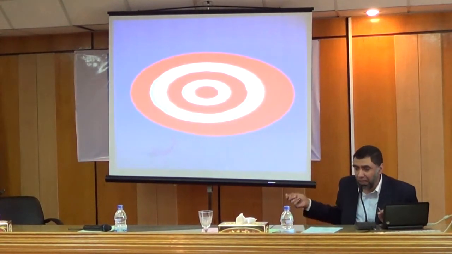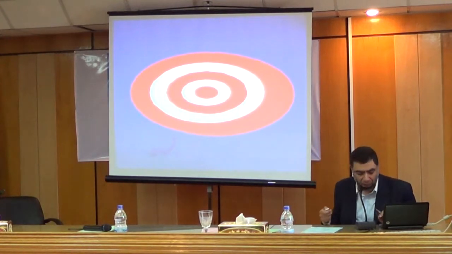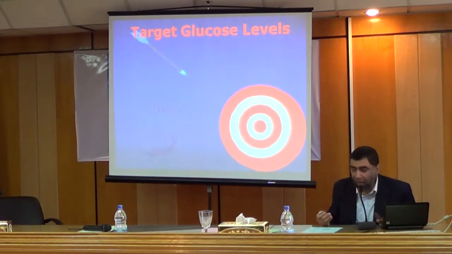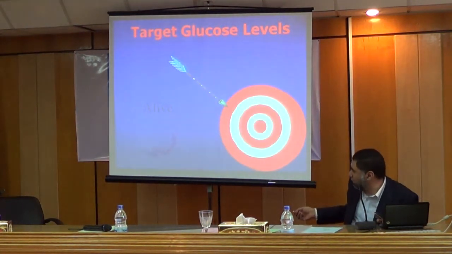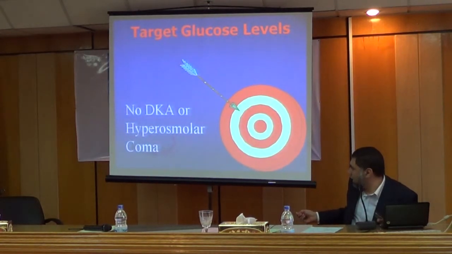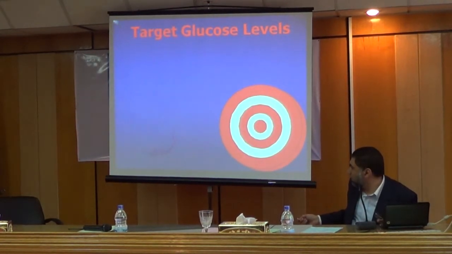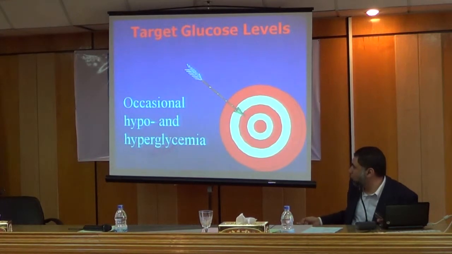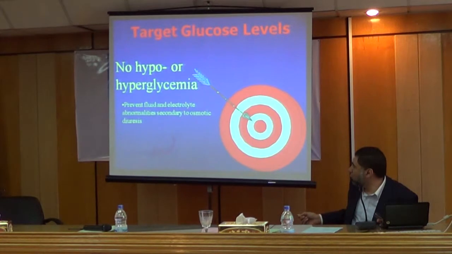Based on the studies that were mentioned at the beginning, let's agree what will be our target. Is our target to keep the patient alive? Or no DKA or hyperosmolar coma? Or occasional hypo and hyperglycemia style control? Or no hypo or hyperglycemia, which will prevent the fluid and electrolyte abnormalities?